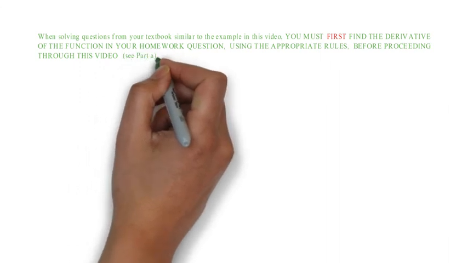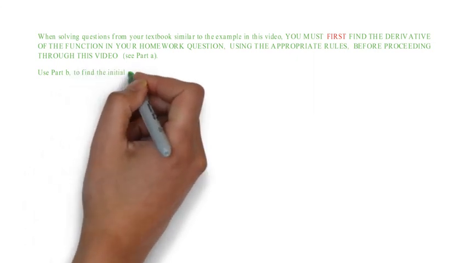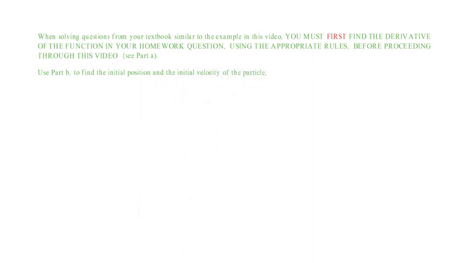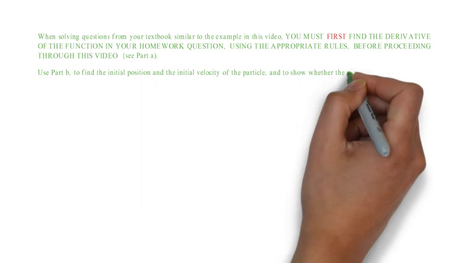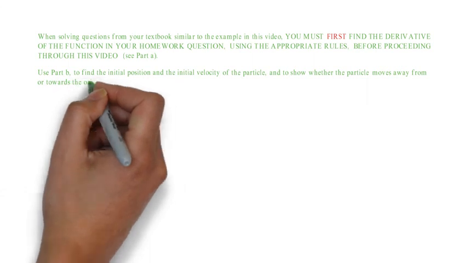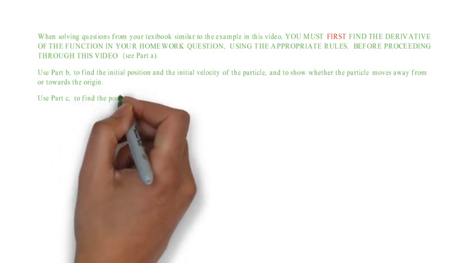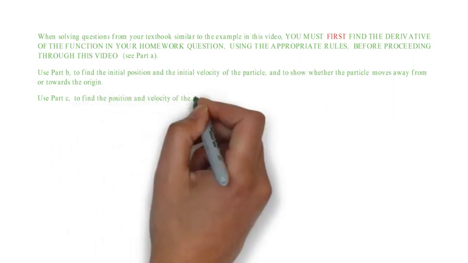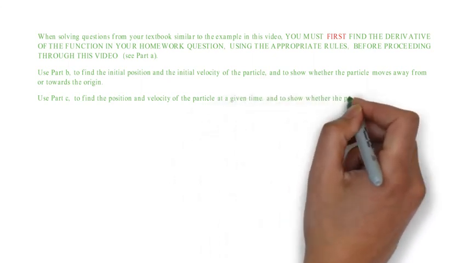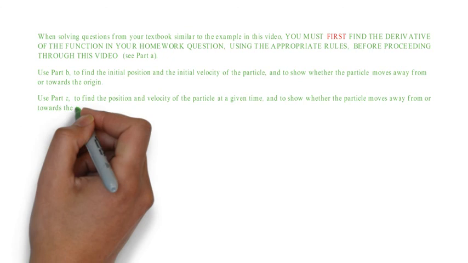See Part A. Use Part B to find the initial position and the initial velocity of the particle, and to show whether the particle moves away from or towards the origin. Use Part C to find the position and velocity of the particle at a given time, and to show whether the particle moves away from or towards the origin.